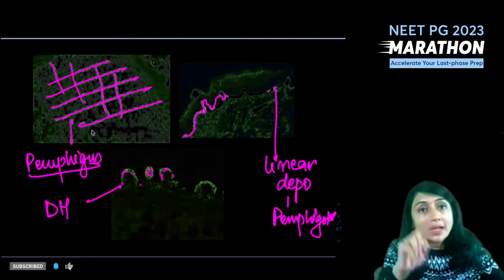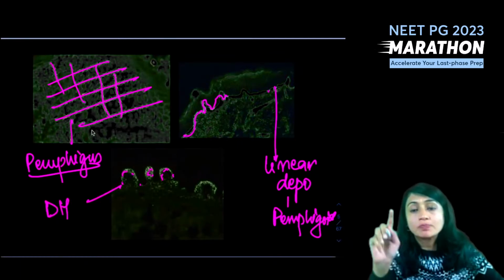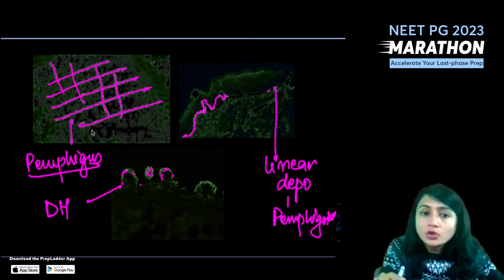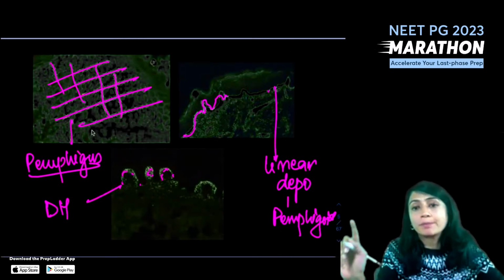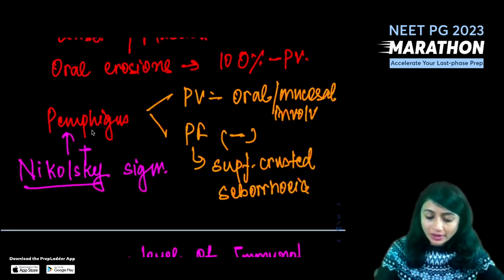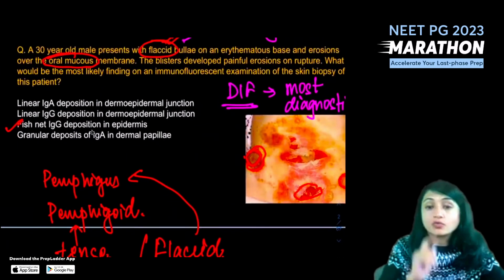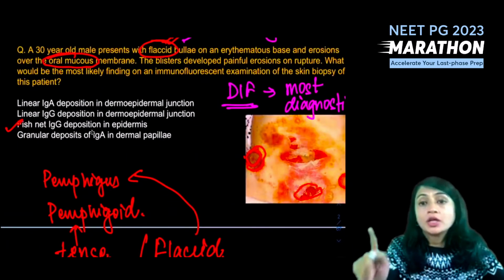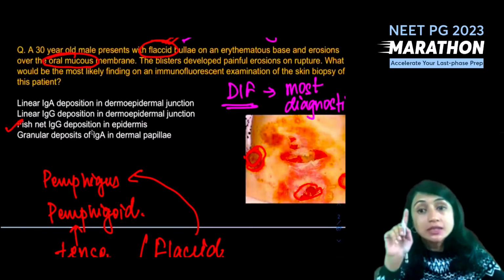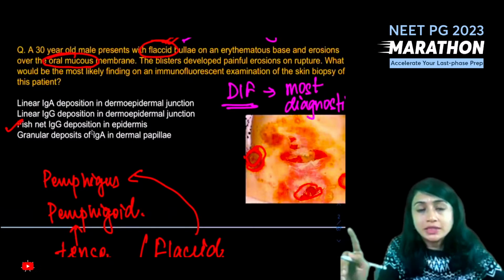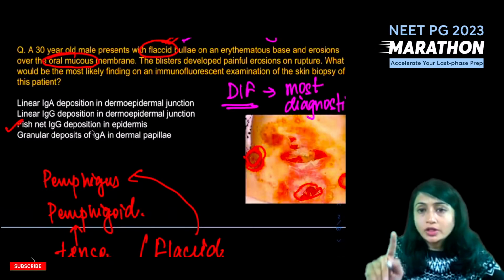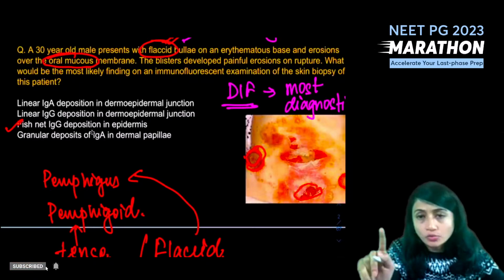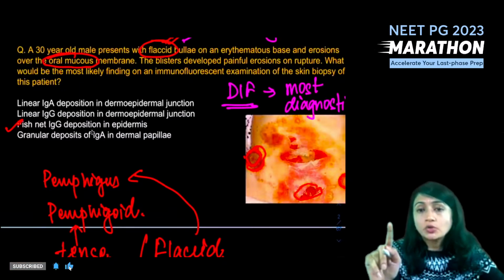So now, coming back to the question asked about pemphigus vulgaris. We know we see fishnet pattern in pemphigus vulgaris. So my answer here would be fishnet deposition. Now, what type of antibody? IgG type. So mostly it is IgG antibody, which is there in immunobullous disorders, which will be given to you.